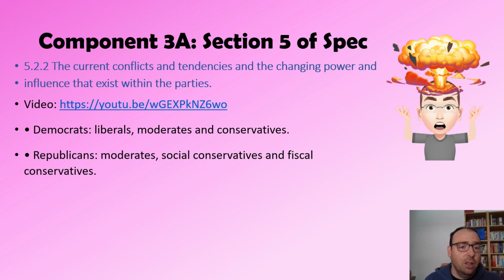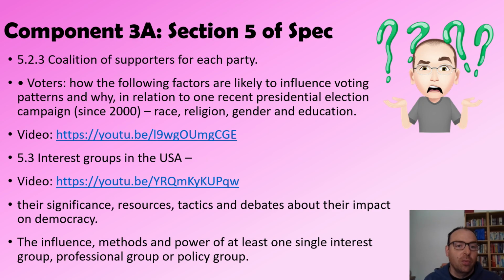And then we've got the current conflicts and tendencies and changing power and influence within the parties. So this is the different factions. So all your different parts of your Democrats, I think your Blue Dogs, etc., and your progressives. In your Republicans, there's been loads and loads of interesting stuff over recent years, with the big schisms within the Republican Party and the use of the term RINO, Republican in name only, and what exactly that means. And you've got the pro-Trumpers and the anti-Trumpers, haven't you really, now in the Republican Party? And again, a video to help you on that bit as well.